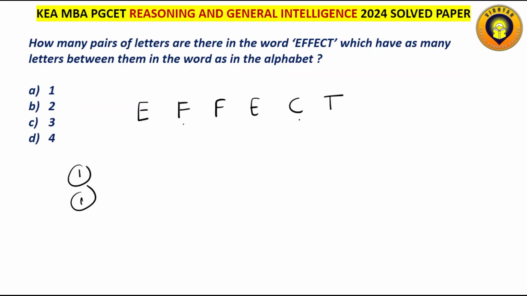Then next one C. So C next should be D. Then if you come to the backward, C, D, E, F, G. So here you got it, right? C, D, E, F. So one pair you got here. Then the last letter is T, but no need to check because all the letters are behind this T. After T it will be U, V, W, X, Y, so it's not satisfying. So there are 3 pairs. Option C is the answer.